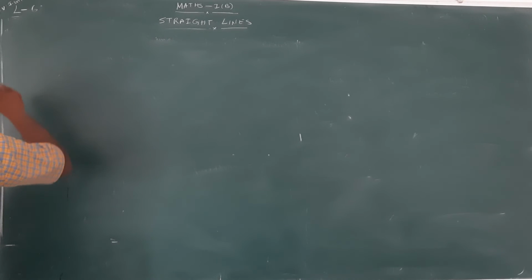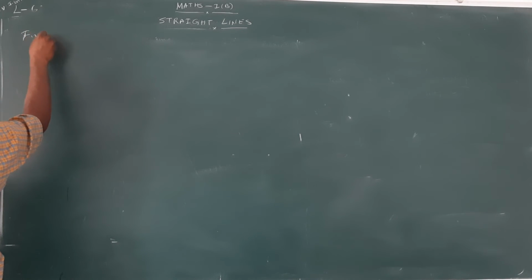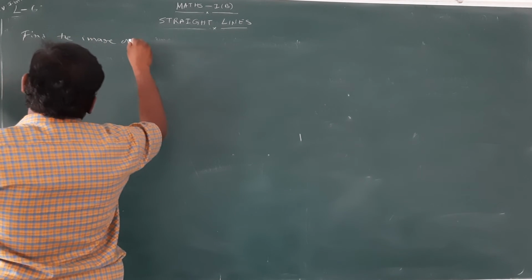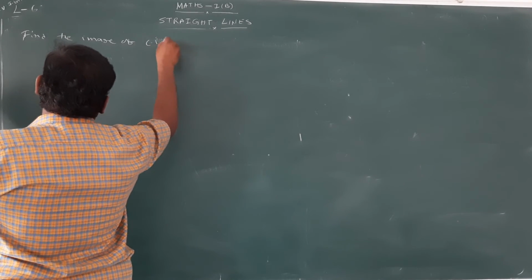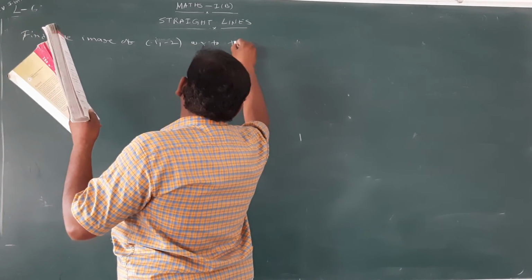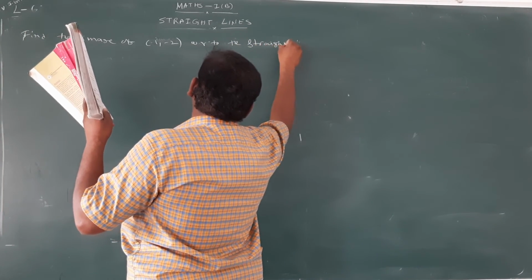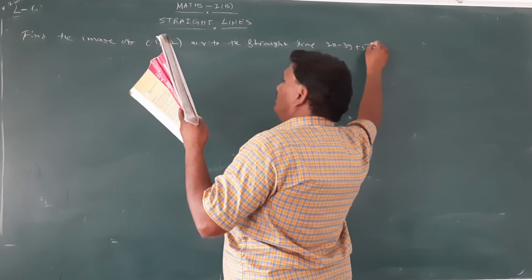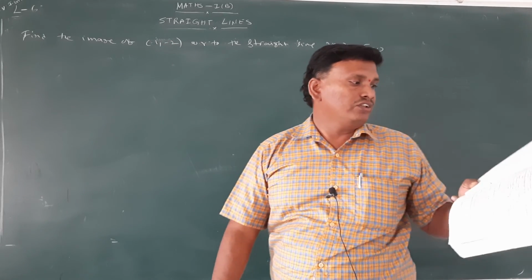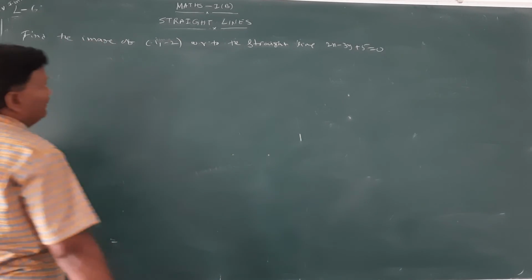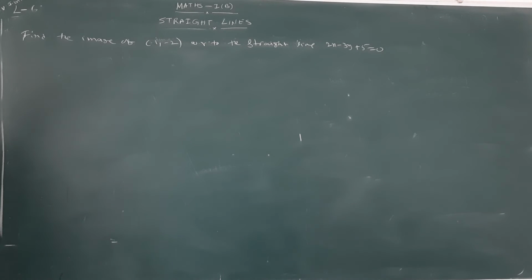Find the image of (1, -2) with respect to the straight line 2x - 3y + 5 = 0. Find the image of (1, -2) with respect to the straight line 2x - 3y + 5 = 0.